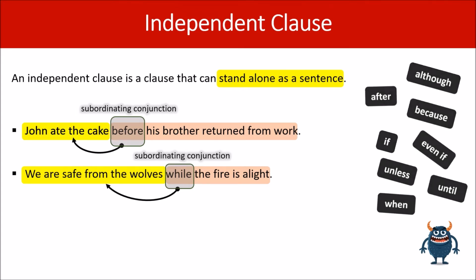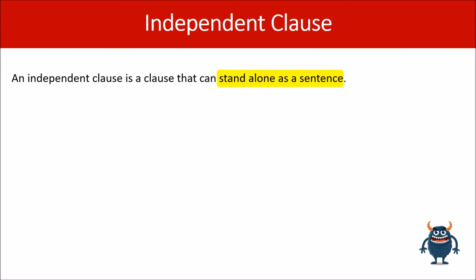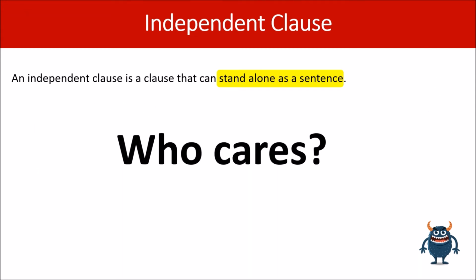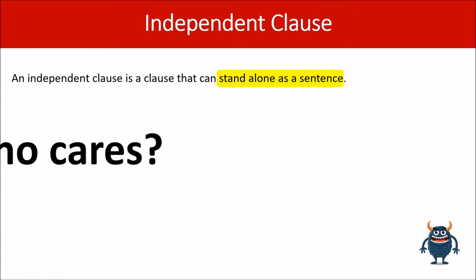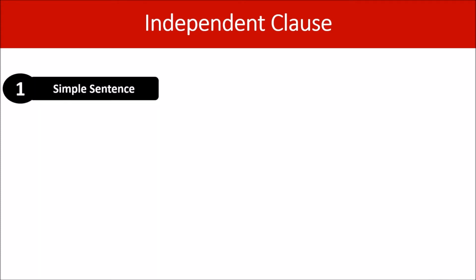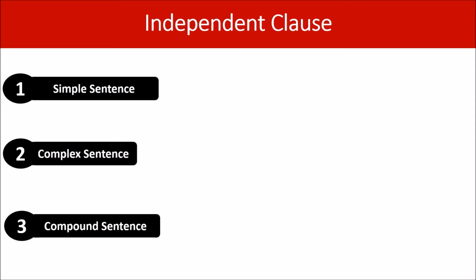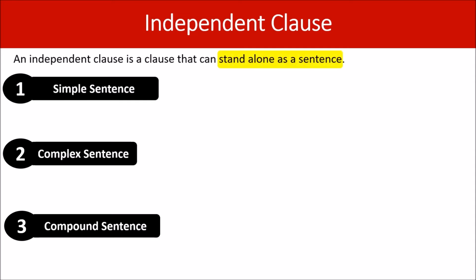So, who cares about independent clauses and who cares about dependent clauses? Why are they important? Well, when you know what an independent clause is and when you know what a dependent clause is, you can then identify the different types of sentence. And there are three main types of sentence: the simple sentence, the complex sentence, and a compound sentence. Let's put our definition of an independent clause up.